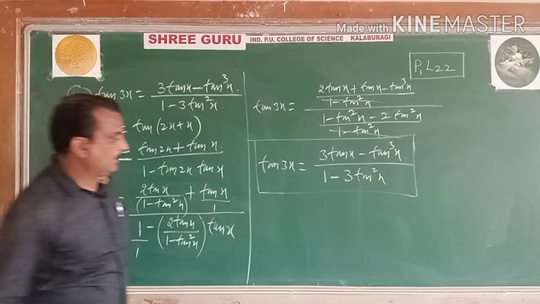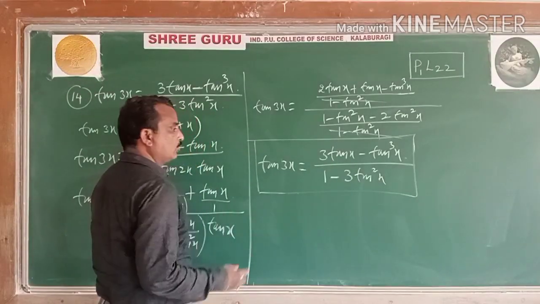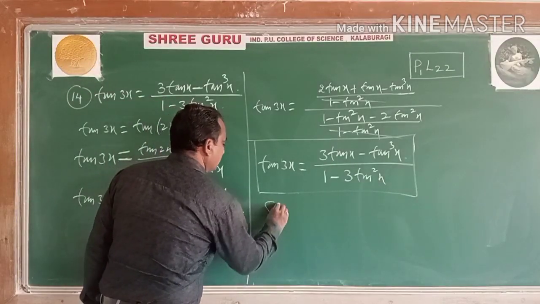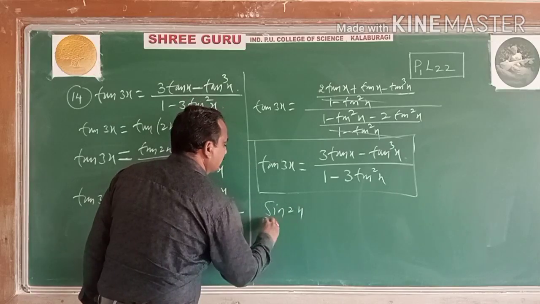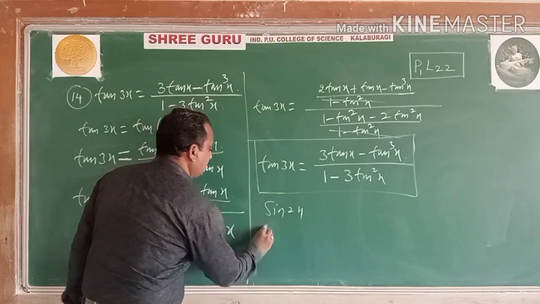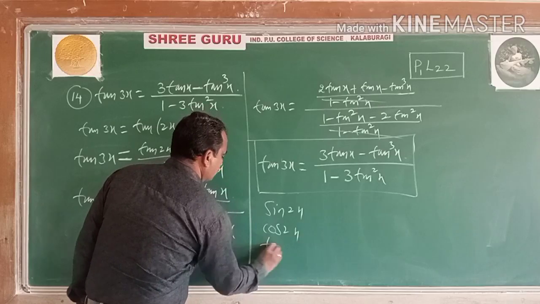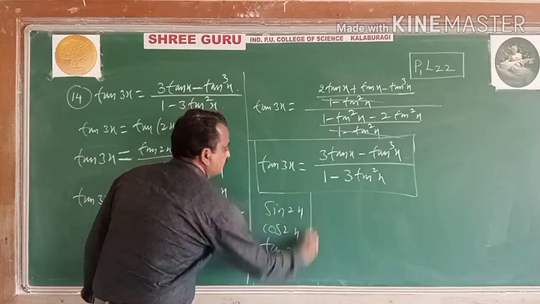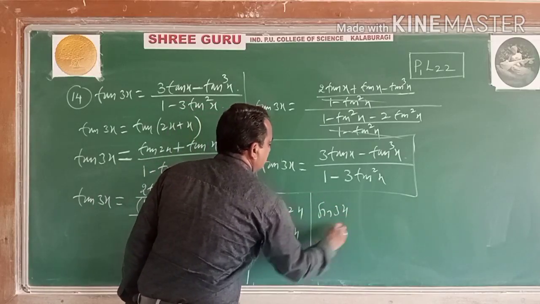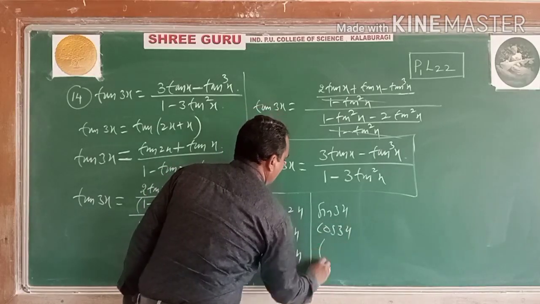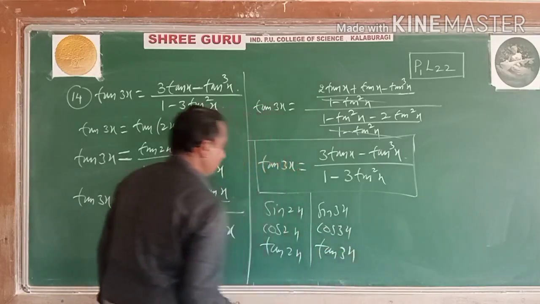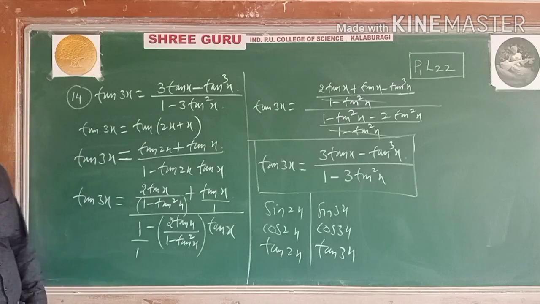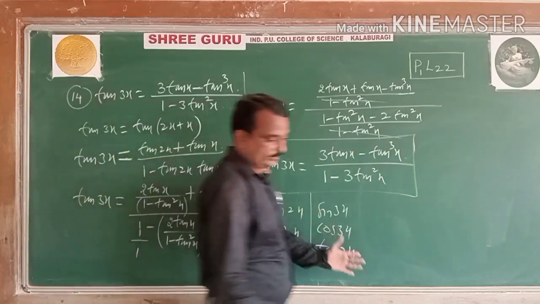So let us recall what we have discussed in today's class. Sin 2x we discussed in the previous class. Today cos 2x we have discussed, tan 2x we have discussed, sin 3x we have discussed, cos 3x and tan of 3x. So these are the formulas we have discussed in today's class, students.